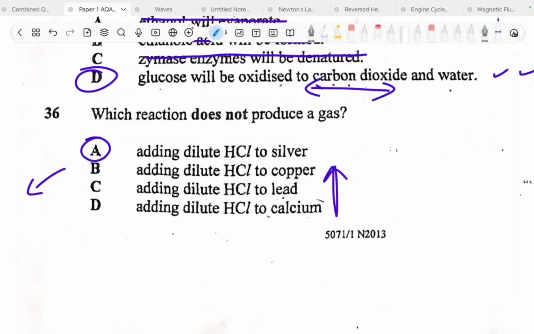I know if you're using the green book, you're going to see the answer is B. The answer is not B. The answer is actually A. Because silver is the least reactive, it doesn't react with HCl that much. So the answer is A.